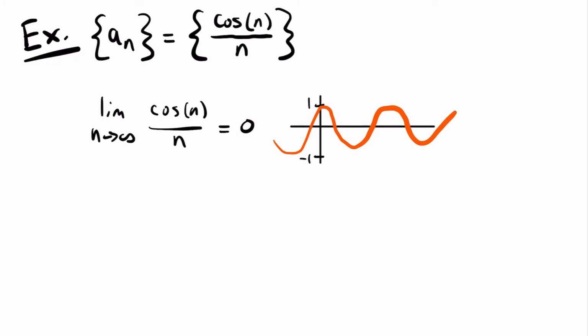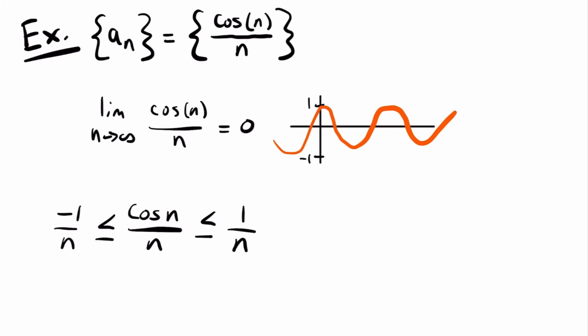Well, remember what I said about cosine of n, that cosine oscillates between 1 and negative 1. And what that means is that this numerator will never be greater than 1, it can be less than 1, but it will never be greater than 1, and it will never be less than negative 1. It might be greater than negative 1 at some points, but it will never be less than negative 1. And so we could say that our sequence cosine of n divided by n is greater than or equal to negative 1 divided by n, but less than or equal to positive 1 divided by n.